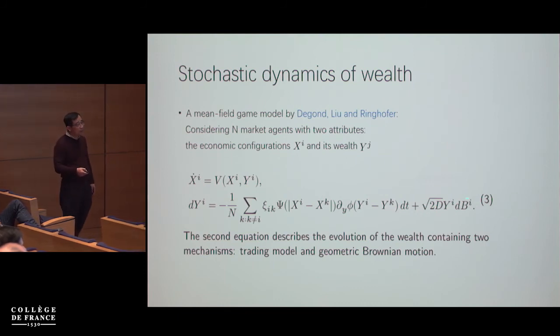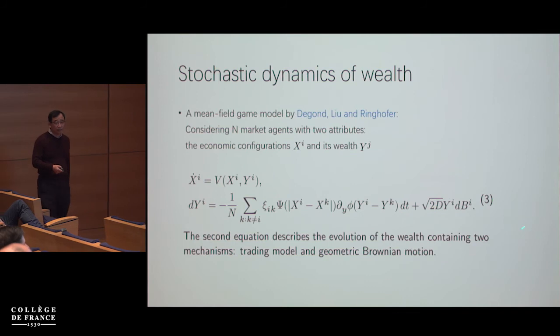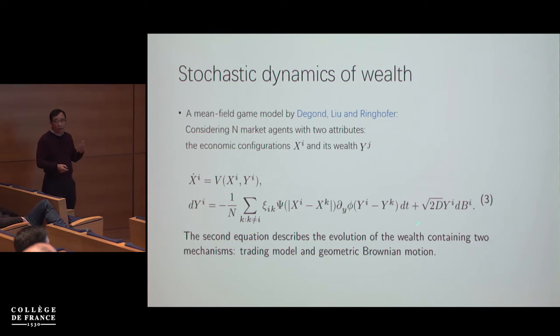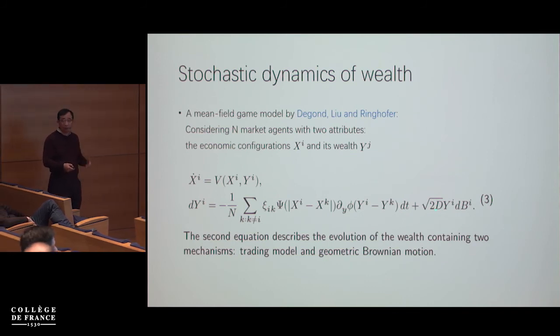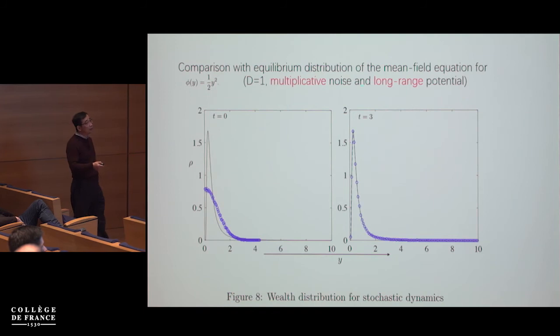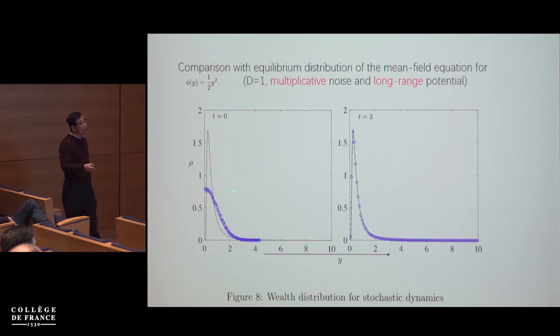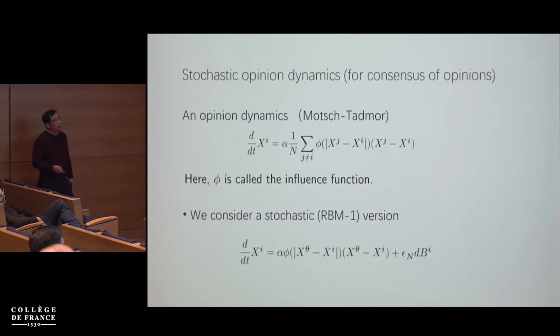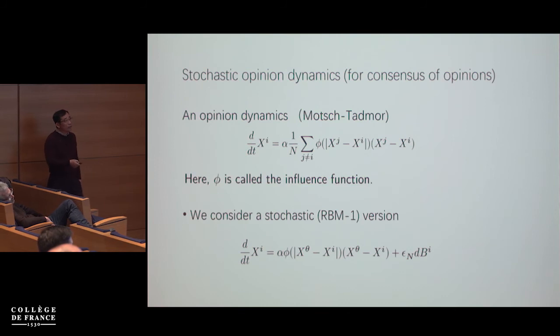Another difference here is that it's a multiplicative noise. For our theorem, it works for additive noise, but numerically, it also works for multiplicative noise. So that's the distinctive feature of this example: multiplicative noise and long-range interaction. It turns out we can get the solution right. The solid line is the original computation using whatever standard method, and this random batch method gives you the right solutions. And we can also do opinion dynamics and so on.